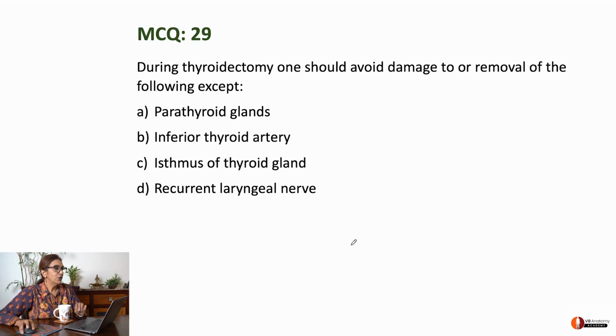MCQ 29. During thyroidectomy, one should avoid damage to or removal of the following except. So I should not remove the following except. I should not remove parathyroid gland, no doubt. I should not remove inferior thyroid because that would cause loss of parathyroid glands which are supplied by it. I should not remove isthmus of thyroid gland. No, I can remove isthmus of thyroid gland. I should not remove recurrent laryngeal or damage it, obviously, because you can't operate on thyroid gland and give free hoarseness of voice to the patient. Patient won't allow that. Right, so C has to be the answer.